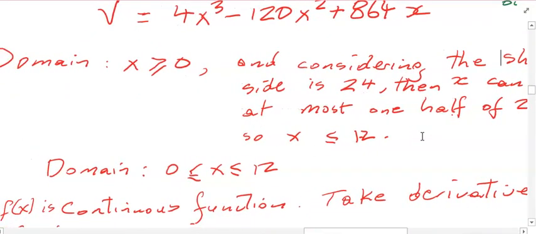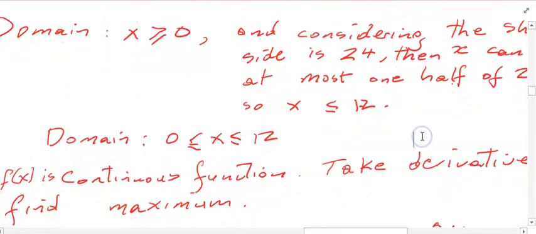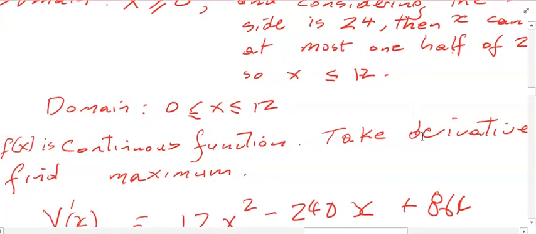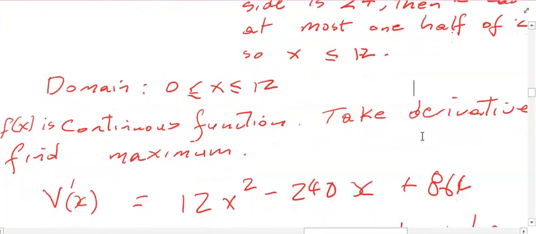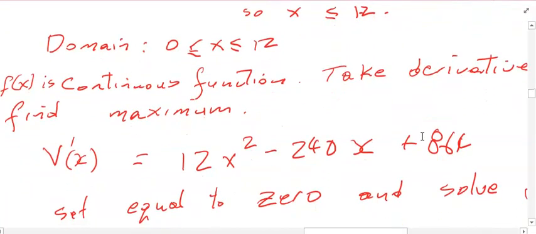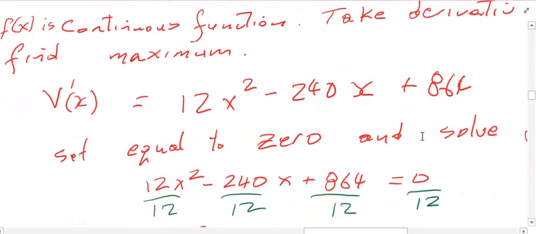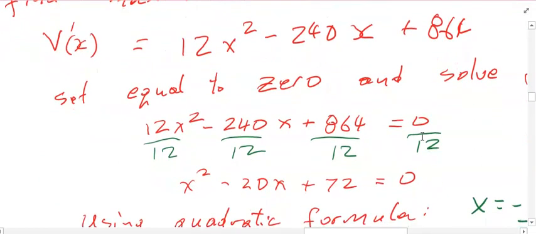V of x is a continuous function. I want to take the derivative of it and set it equal to 0 to find the maximum. So V prime of x will be equal to 12x squared minus 240x plus 864. Setting that equal to 0, I have 12x squared minus 240x plus 864 is equal to 0. Simplify it by dividing through everything by 12. We're left with x squared minus 20x plus 72 equals 0.